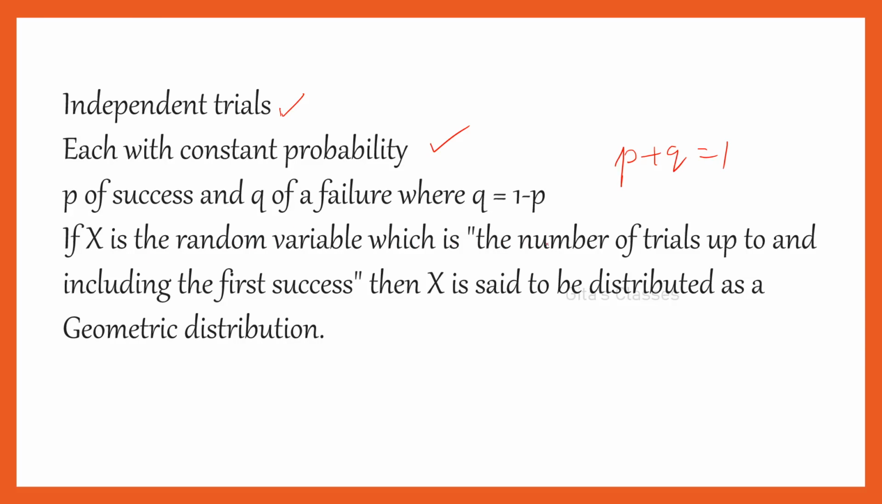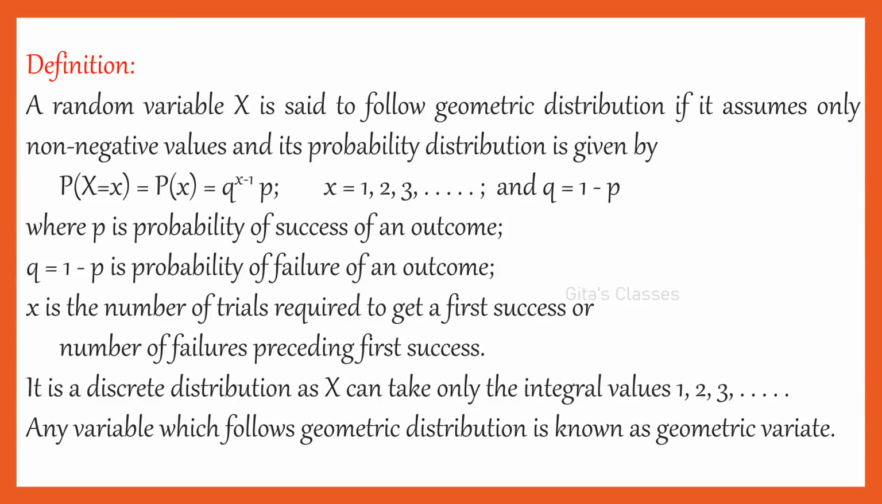And if X is a random variable, which is the number of trials up to and including the first success, okay, then X is said to be distributed as a geometric distribution. The proper definition, let us see. A random variable X is said to follow geometric distribution if it assumes only non-negative values and its probability distribution is given by probability of X = x, or k, you can say, is q power x minus 1 into p. And what are the values of x? 1, 2, 3, and so on. That is why it is discrete, right? And q = 1 minus p.